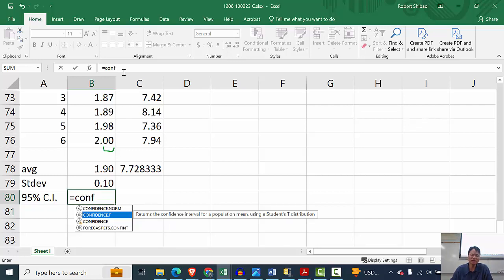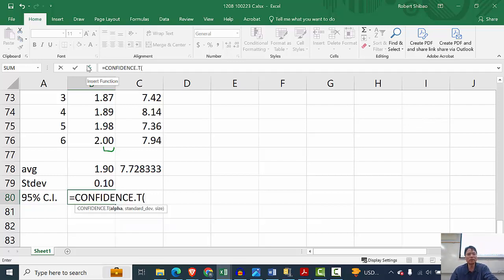And so professionals use this as well. In fact, everybody uses the student's t distribution, whether you're a student or not. And so we're going to use this. Now, what do we need to do this? We need alpha.